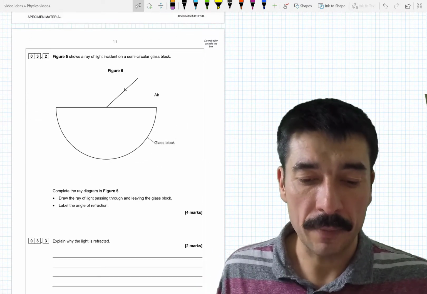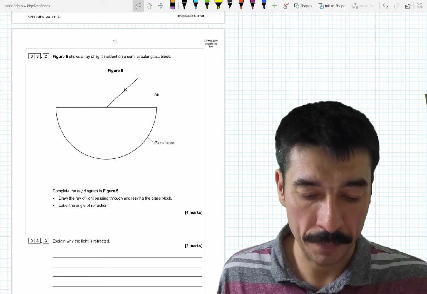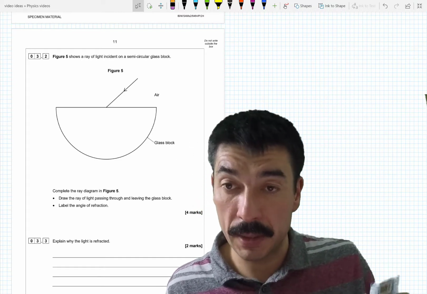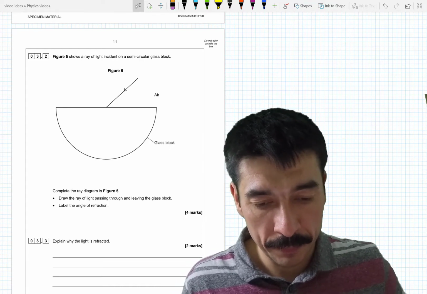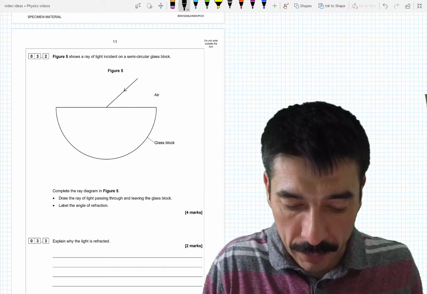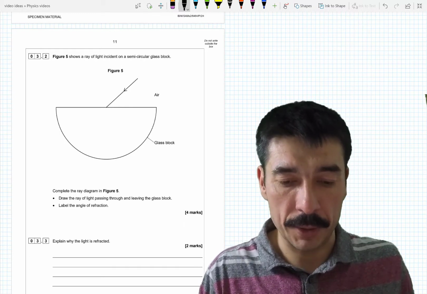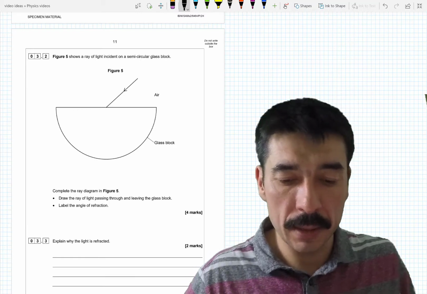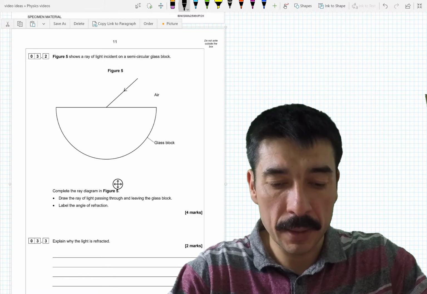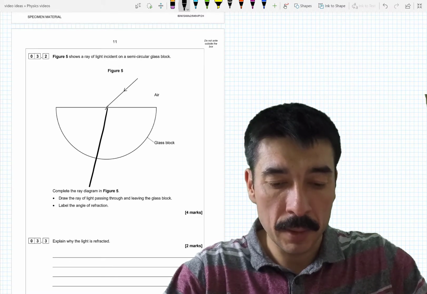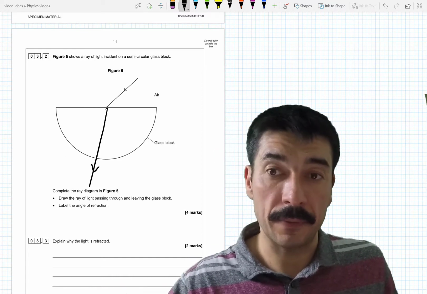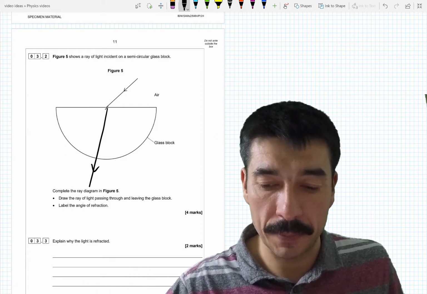Figure 5 shows a ray of light incident on a semicircular glass block. Complete the ray diagram. Draw a ray passing through and leaving the glass block. So this is where you need to have brought a ruler. Draw a ray of light passing through and leaving the glass block and label the angle of refraction. Well, if I continue the ray onwards, I might try and use the ruler on this thing, it's a bit difficult. So the ray would do this, changing direction because of change in speed, which is how refraction happens.